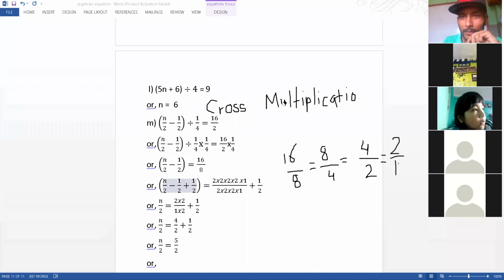So now is the problem. Everyone thinks this is the answer. This is not the answer. We just need n. N sanga 2 pani cha yaha. So this is not the answer, Rosen, because we need n alone.